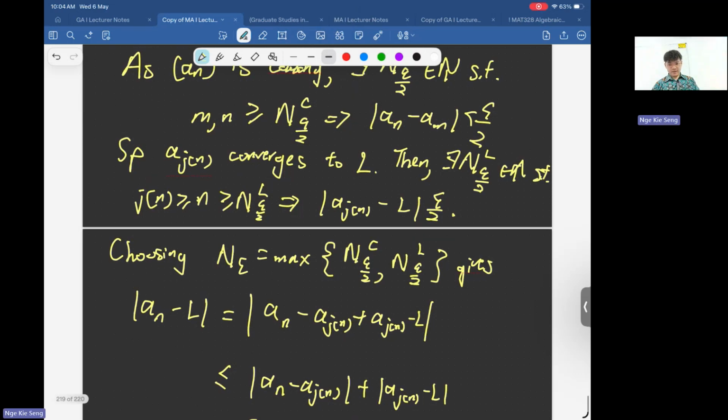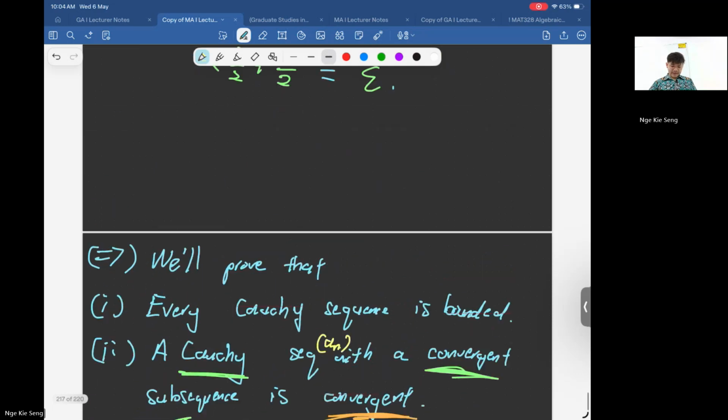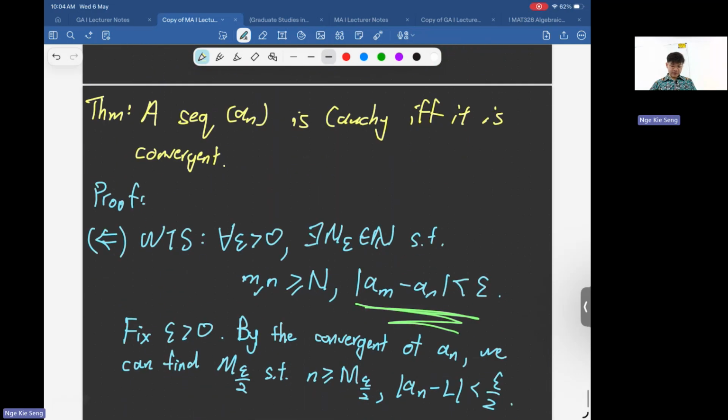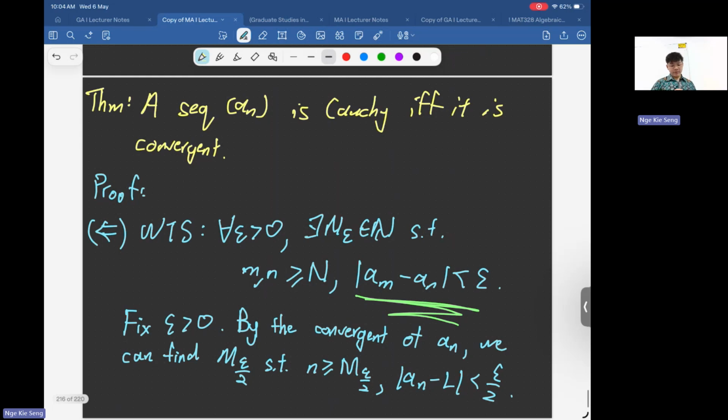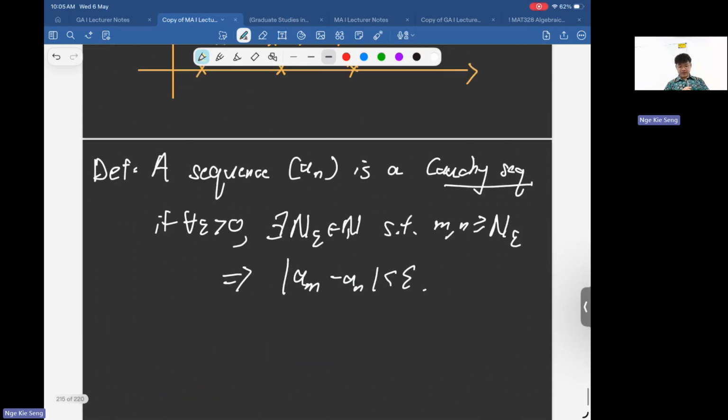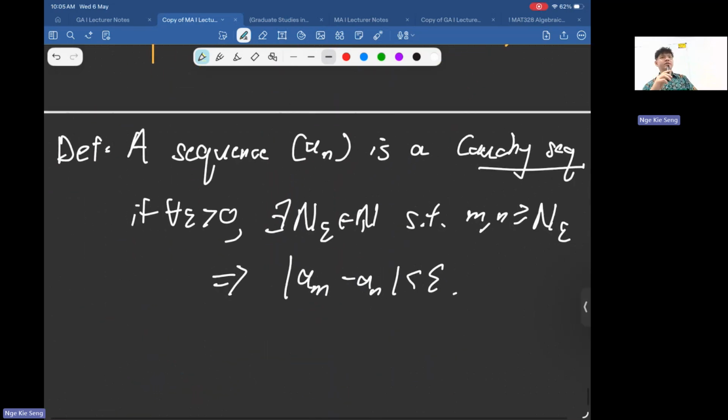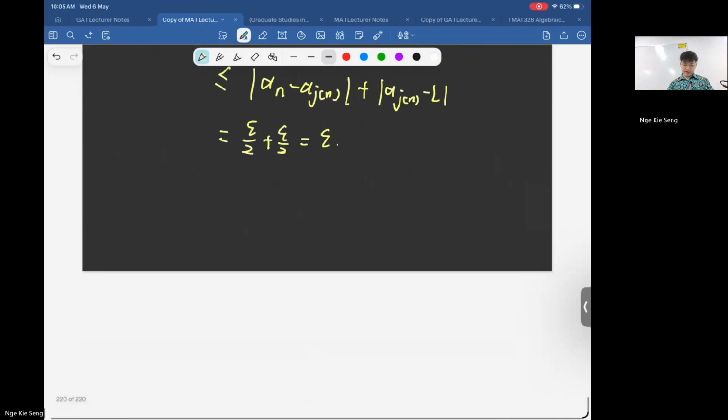So the content here is that a sequence is Cauchy if and only if it's convergent. The problem about Cauchiness is that the limit is not built into this definition. There's no L here actually. So it could be the case that you converge to something not inside the set. What can you imagine? You can imagine this actually.